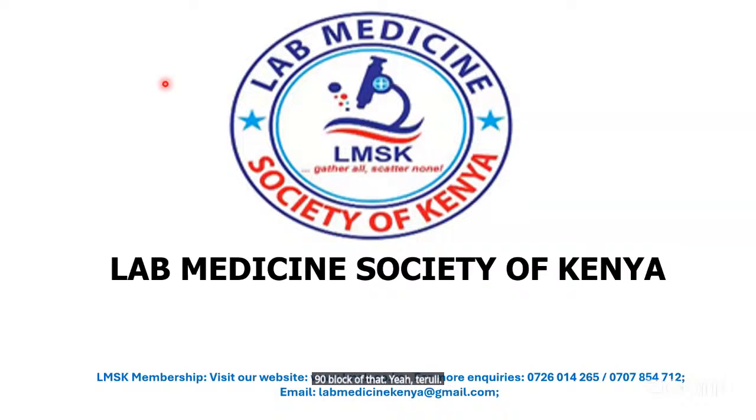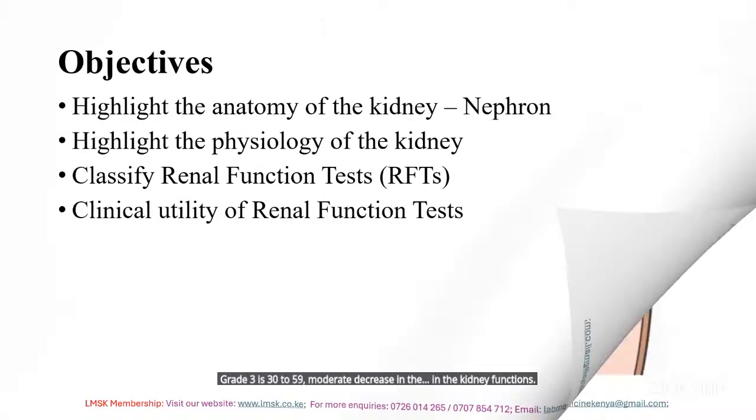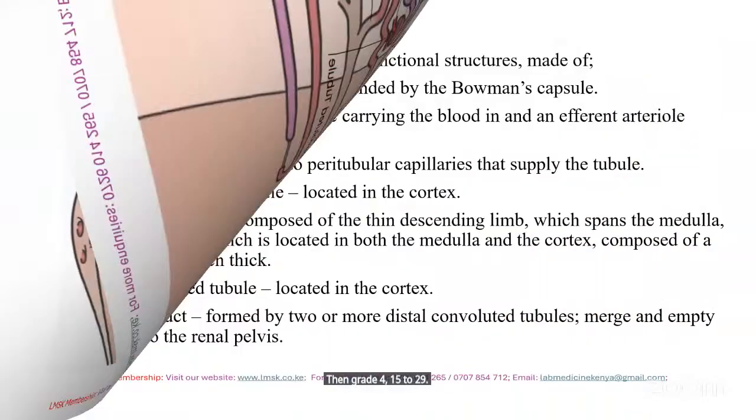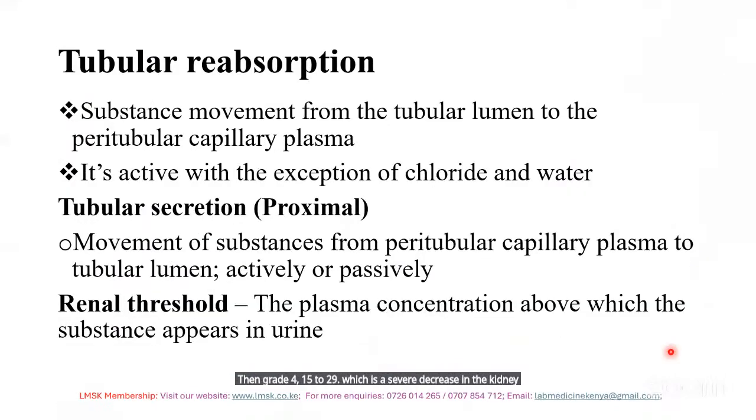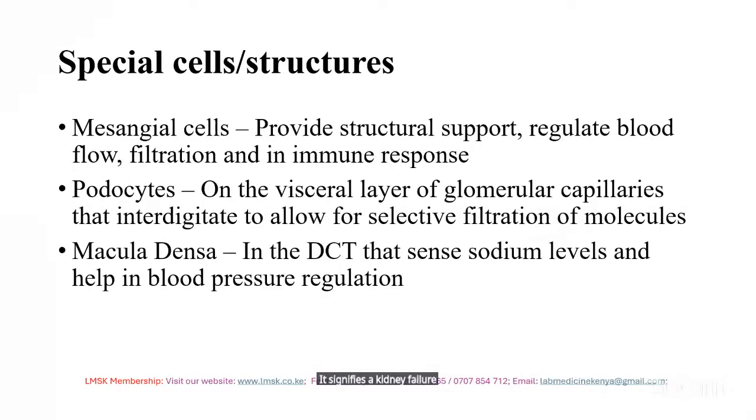Thank you so much. Maybe if I can add something, they are graded from grade 1 to grade 5. Grade 1 is a normal GFR, which is above 90. Grade 2 is between 60 and 89, which is a mild decrease in kidney function. Grade 3 is 30 to 59, a moderate decrease. Grade 4 is 15 to 29, a severe decrease. And grade 5, which is less than 15, signifies kidney failure, or what is called end-stage renal disease.